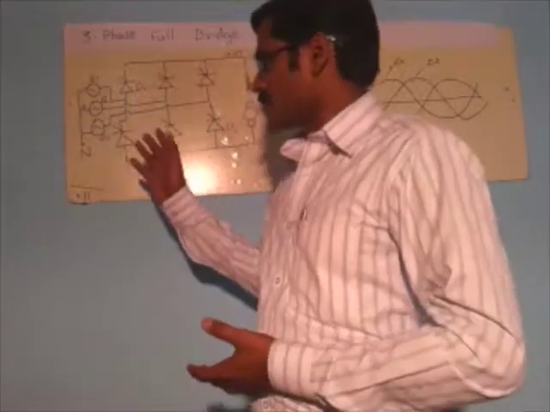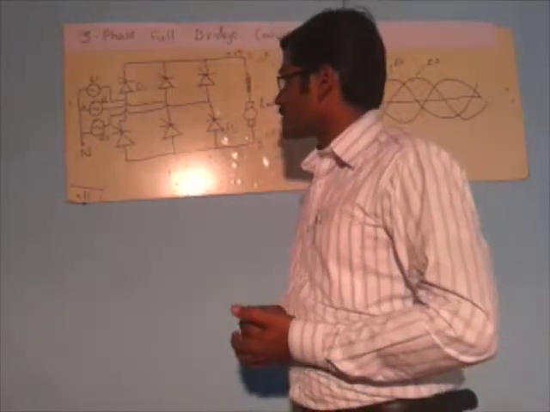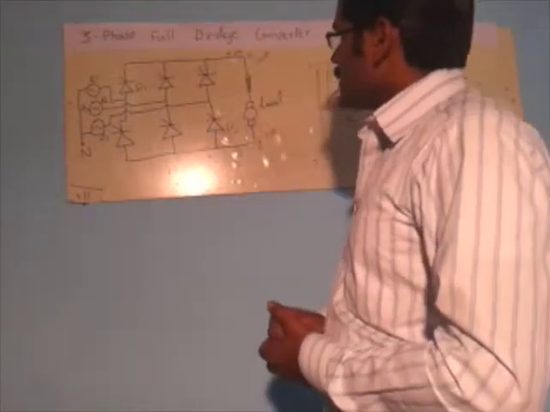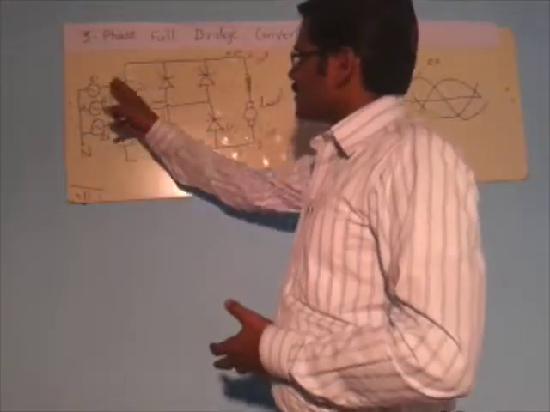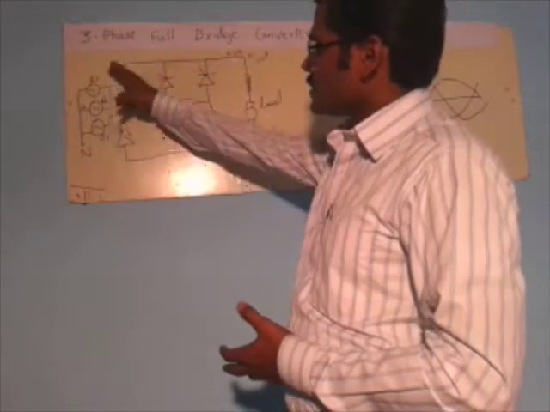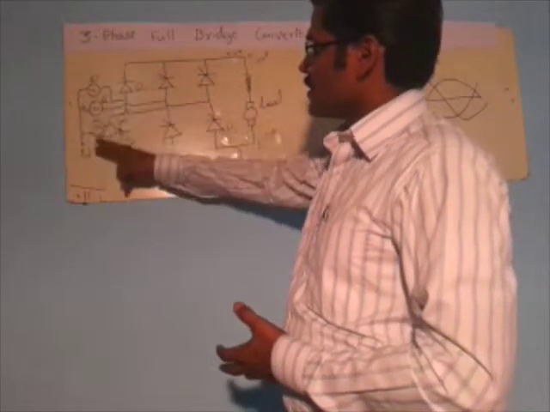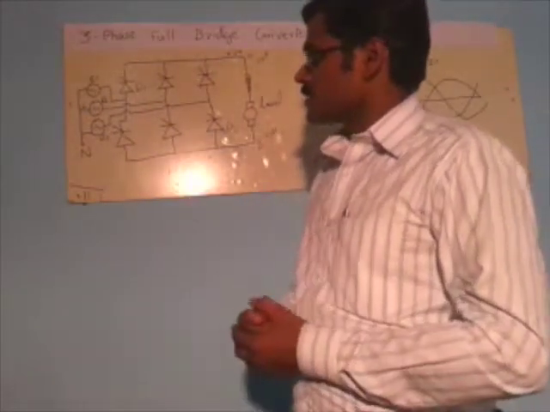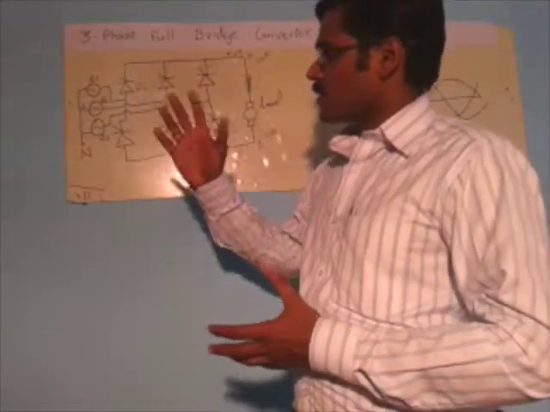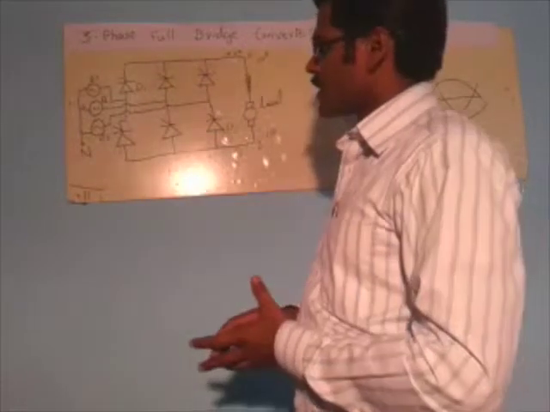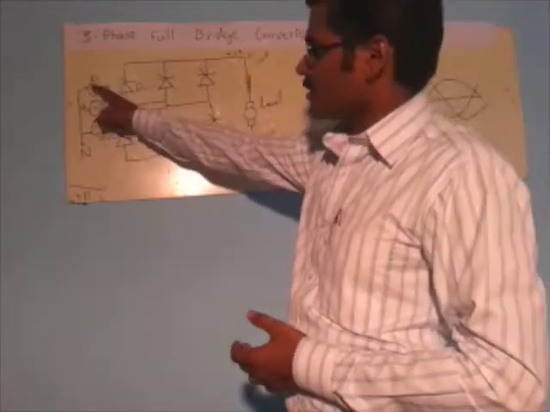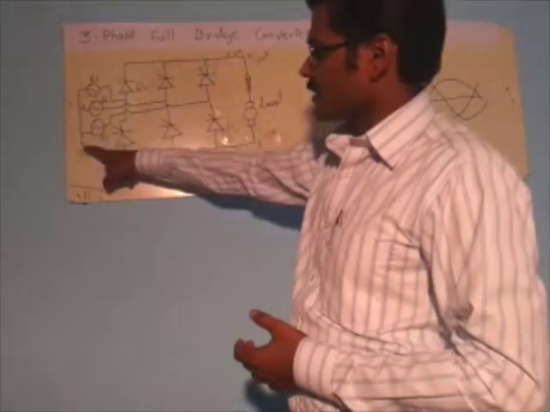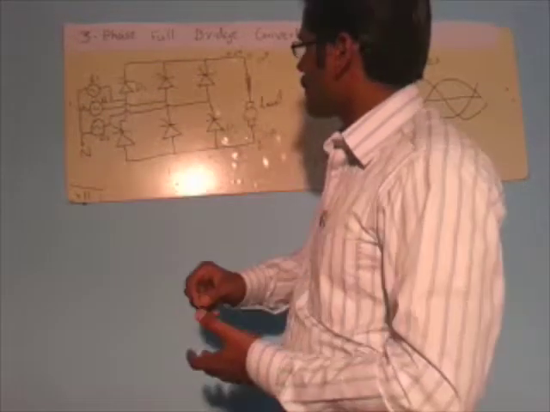Here the picture shows a 3-phase full bridge converter, and we can see 3 AC sources. All are 120 degrees apart from each other, meaning one is 120 degrees leading and another is 120 degrees lagging. And here one point is shorted, and we take it as neutral.